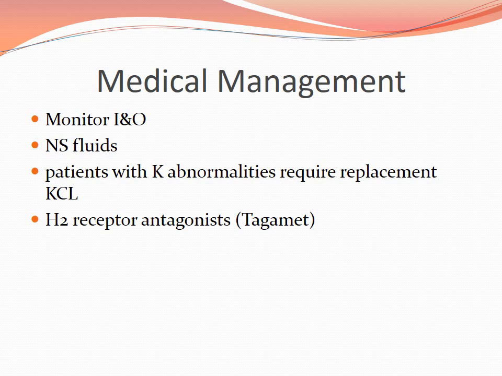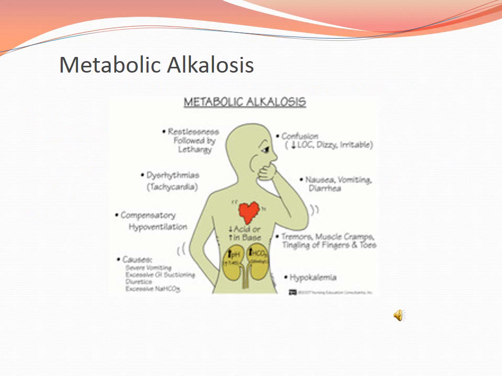Okay. Some of the things that we want to do is monitor intake and output, because they are vomiting and losing electrolytes, and we're going to push them with fluid. We'll give them normal saline because we want to hydrate them, and if there's a deficit in their potassium levels, we give them potassium chloride. A lot of times we'll also give H2 receptor antagonists, such as Tagamet, which help us hold on to the hydrochloric acid so we don't lose it anymore. And this is just a little picture of the metabolic alkalosis here.